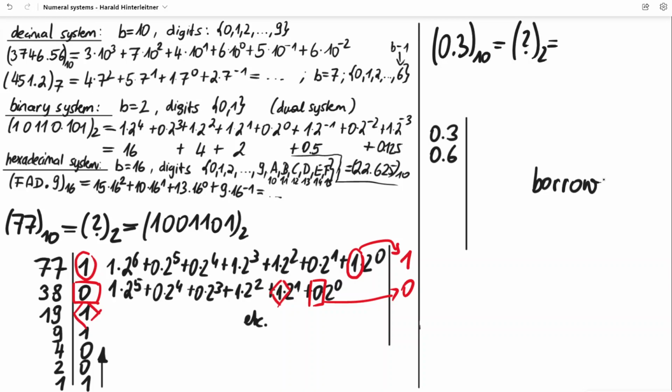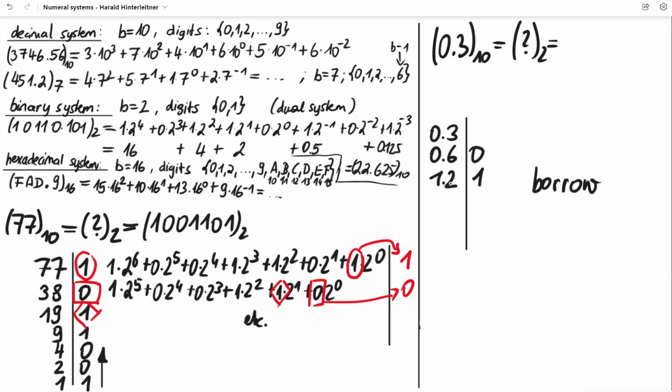or you can also say carry over. So here it is 0, because the number is less or equal 1. The borrow would be 1 if the number here is greater than 1. So let's go on. 0.6 times 2 is 1.2. The carryover here is 1 because the number is greater than 1. But you continue now.